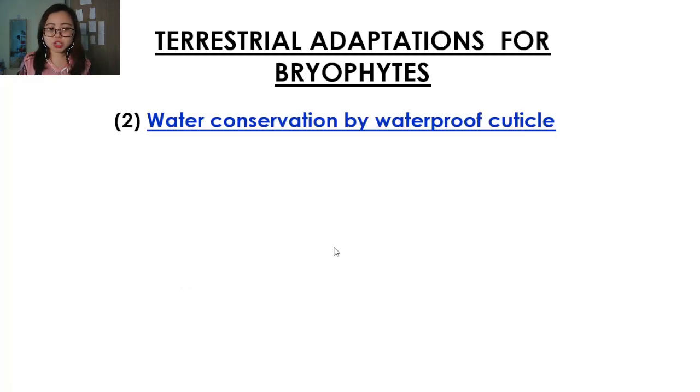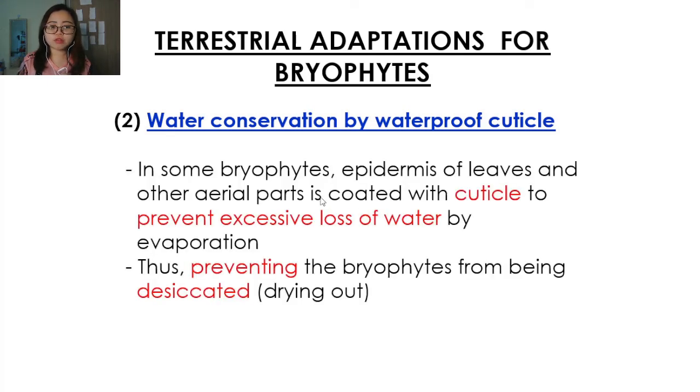The second adaptation is water conservation by a waterproof cuticle. So in some bryophytes, the epidermis of leaves and other aerial parts of the plant is coated with cuticle to prevent excessive loss of water by evaporation. Thus, it prevents the bryophytes from being desiccated or drying out. Okay, so this is pretty much the same thing I talked about for the terrestrial adaptations of Kingdom Plantae. So, dia memang ada waxy cuticle, salutan, lapisan, macam lilin untuk mengelakkan dia daripada kering.